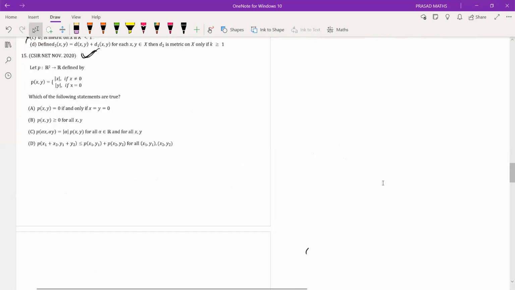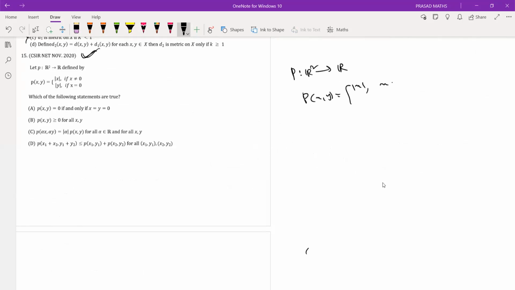So my function is this. It is a function of two variables. It's a real valued function. P of x comma y is mod x if x is non-zero, and mod y if x is 0. Right? So here you look at the options.